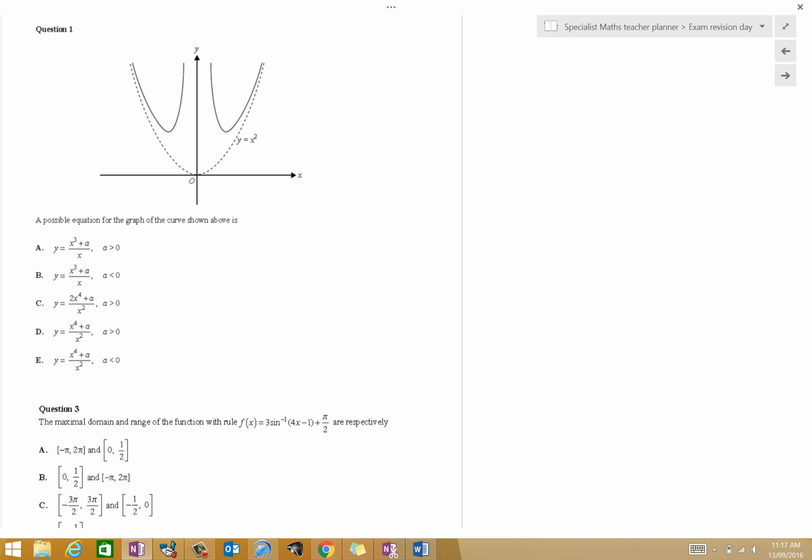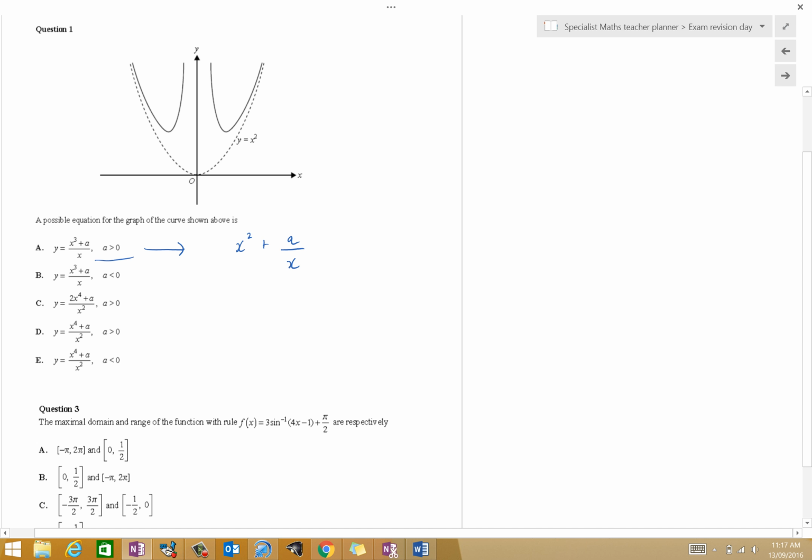Now, remember how I talked about addition of ordinates yesterday? With this one, the best way to do it is to use addition of ordinates. Let's have a look at this one. This can be a little bit tricky. x cubed on x is x squared plus a on x. It says here a is greater than 0.